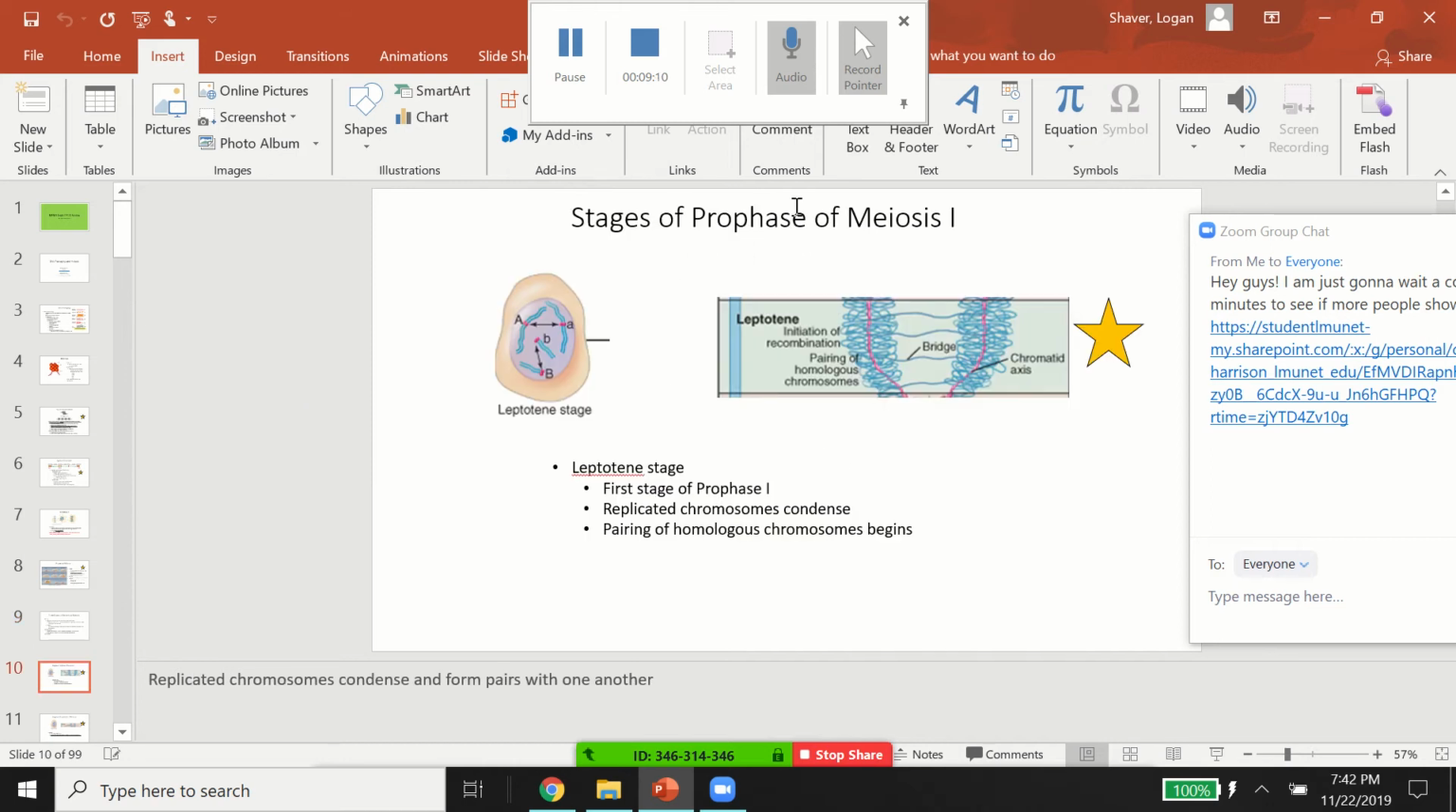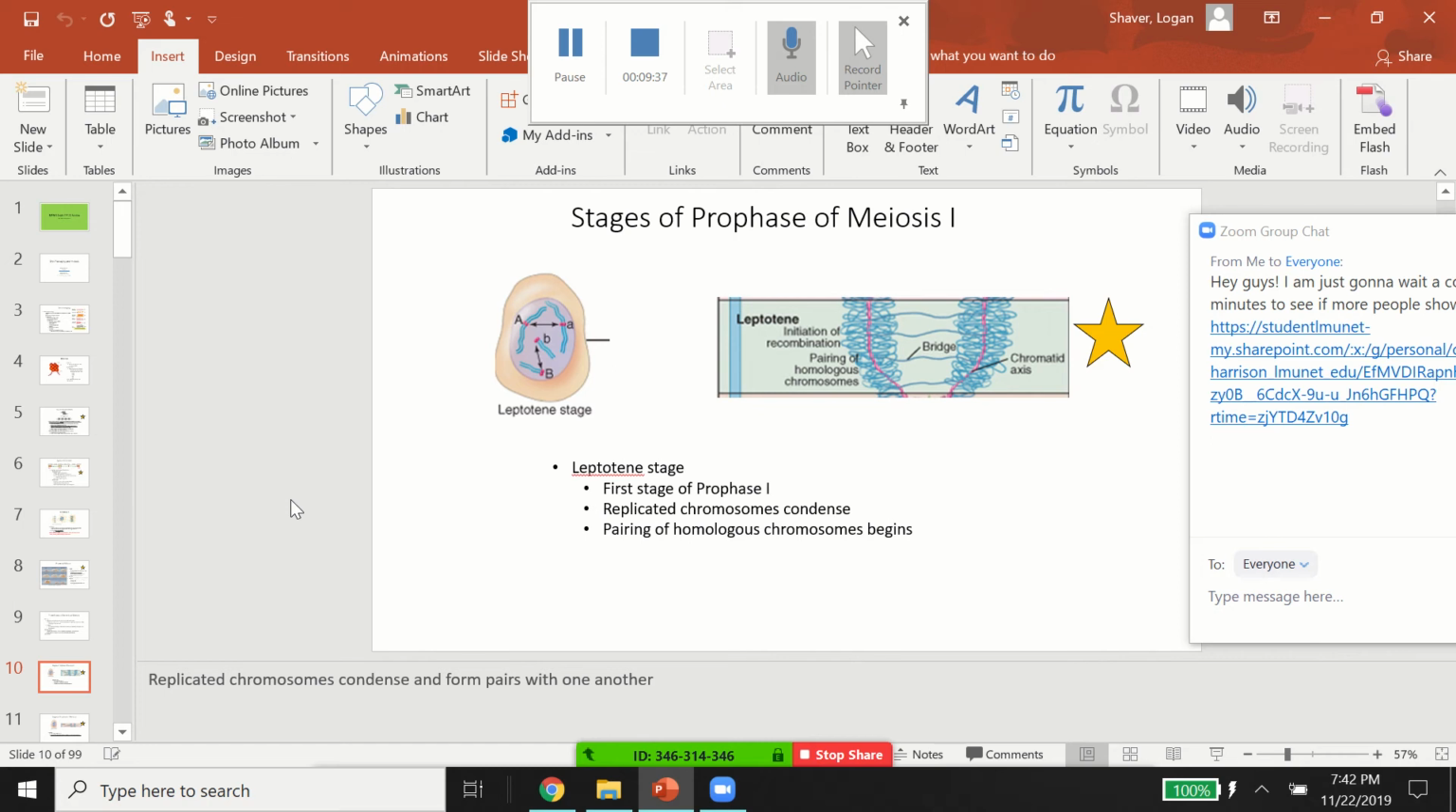All right. So stages of prophase of meiosis 1. We're in meiosis 1, the first part of it, and then prophase. You remember how I said there's 5 or 6 different phases of prophase. All of them are testable. So I would say know what the leptotene stage is. Remember that this is the first stage. Remember them in order. That would kind of help you anyway.